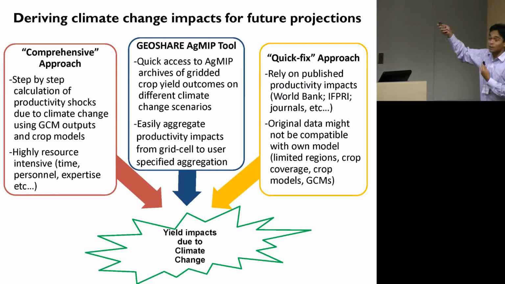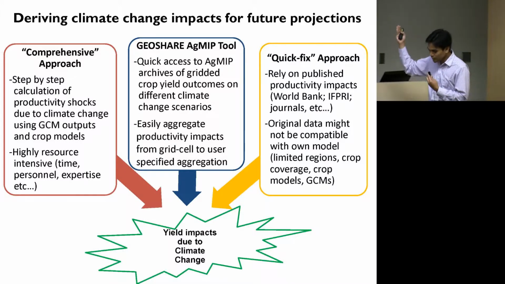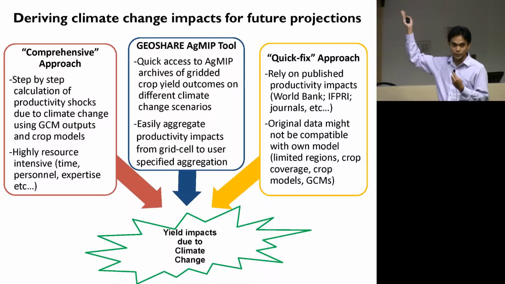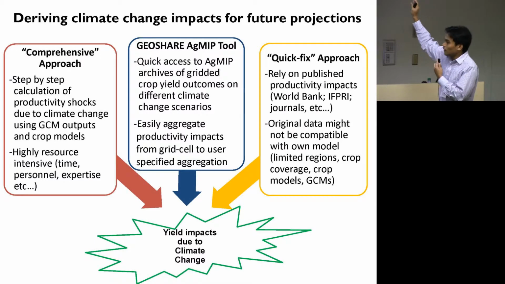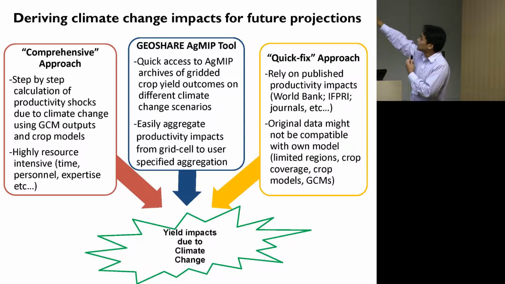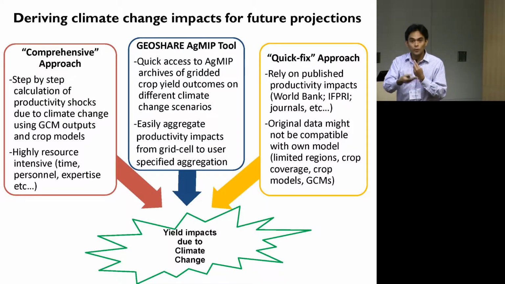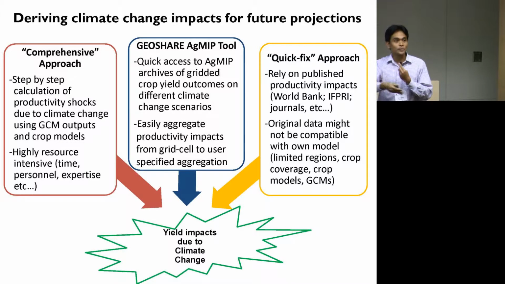Now what's interesting about this Geoshare AgMIP tool is it's really bridging the gap between these two approaches. You have an archive of these AgMIP outcomes that you could easily access and aggregate depending on the regional aggregation or crops that you're working on.